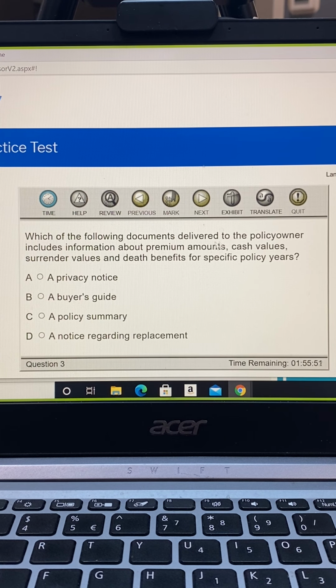Which of the following documents delivered to the policy owner includes information about premium amounts, cash values, surrender values, and death benefits for specific policy years? All right, Coach, what you think it is? Is that the buyer's guide? No. The buyer's guide compares different types of policies. Yeah, that's a comparison of policies. A policy summary. Exactly. The policy summary outlines the premium amounts, cash values, and such. All right, perfect.